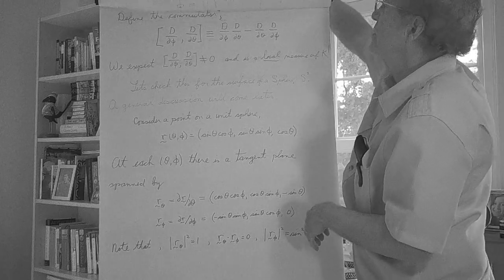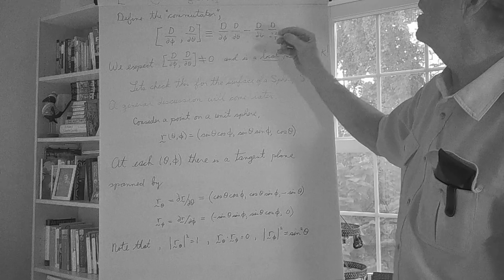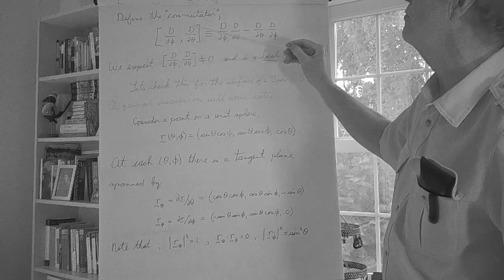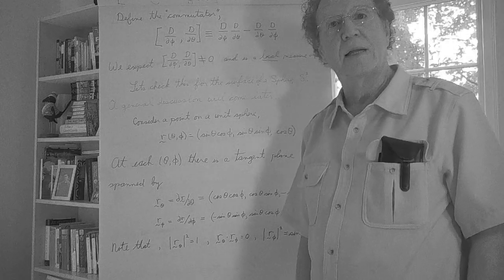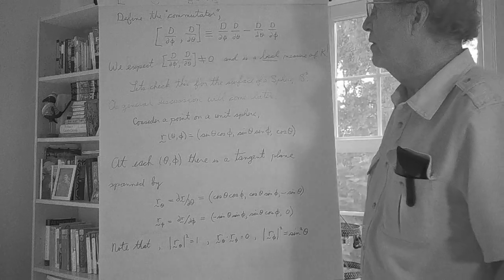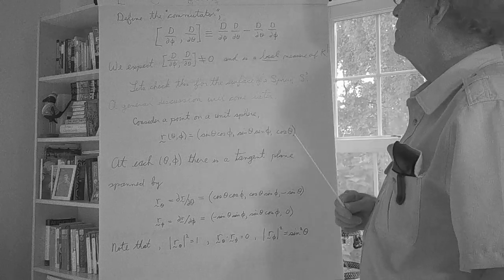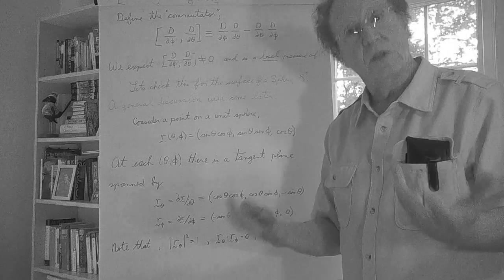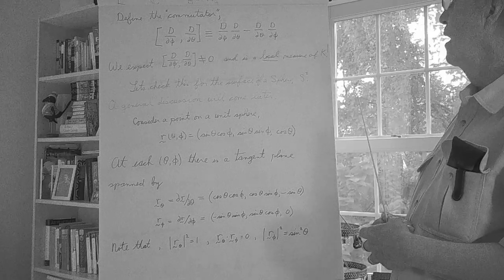handle with differentials. So I'm going to define the commutator of the covariant differentiation in one direction with the covariant differentiation in the other direction as the standard commutator. And it looks at the difference between doing things in the different orders. We expect that this commutator is going to be different from zero, and that it's going to be a local measure of curvature, suggested from our example on the sphere. And I want to check this out on the surface of a sphere.